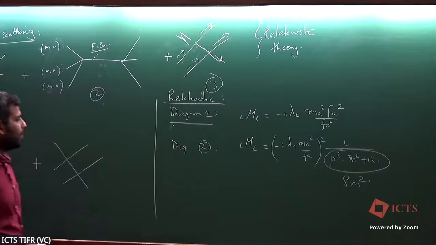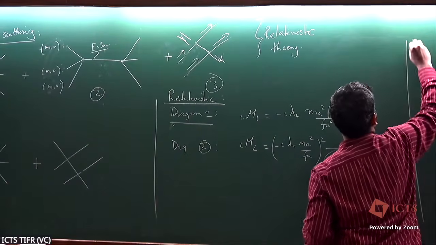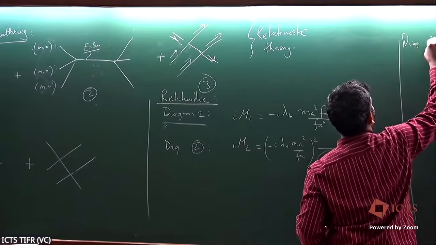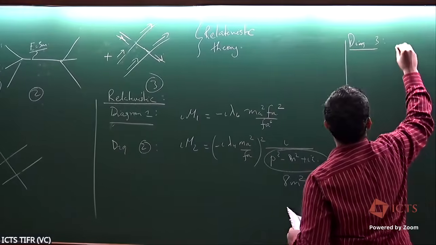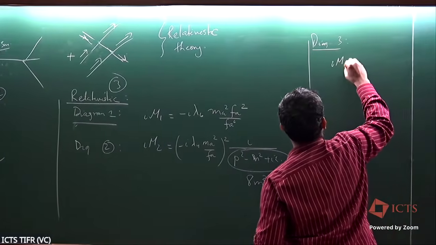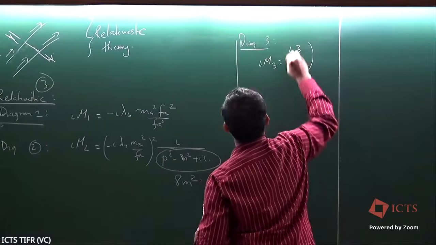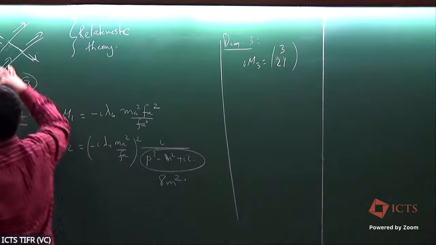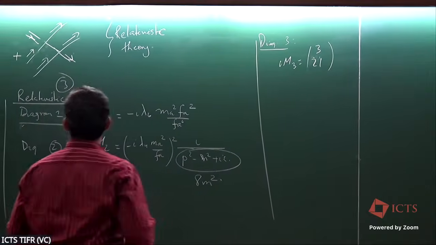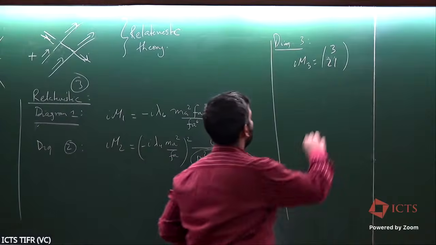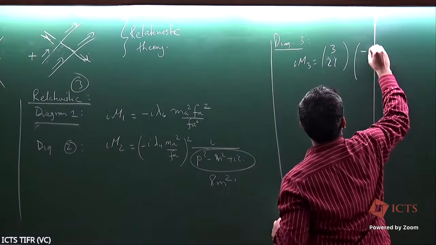Okay. Now, diagram 3 is something that we need to evaluate a bit more carefully. So the amplitude is 3. So you are looking at 3 to 3 scattering, where you choose 2 of them to be incoming and 1 is outgoing. So 3 to 1 combination, a combinatorial factor from the Wick contraction.